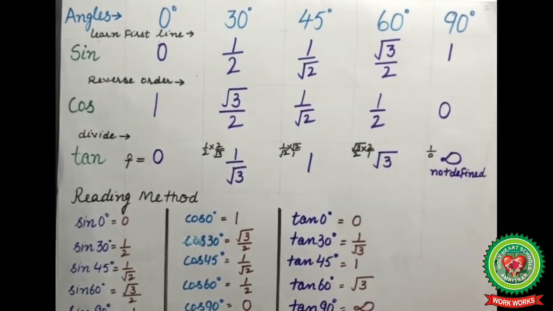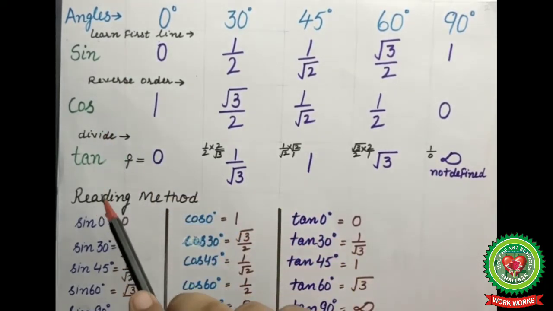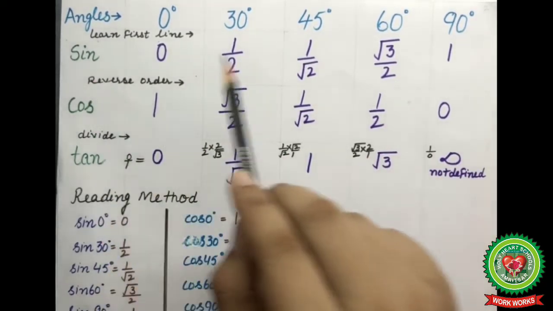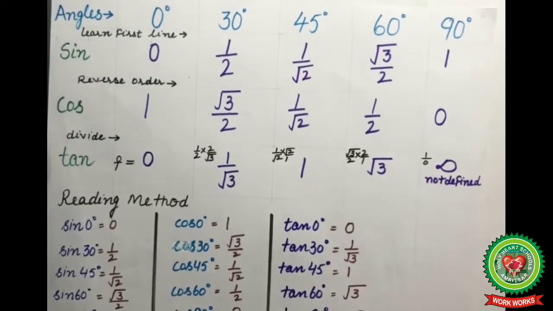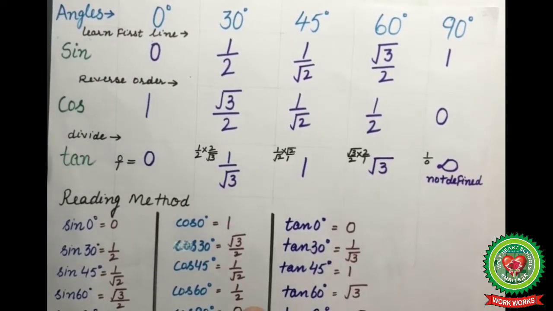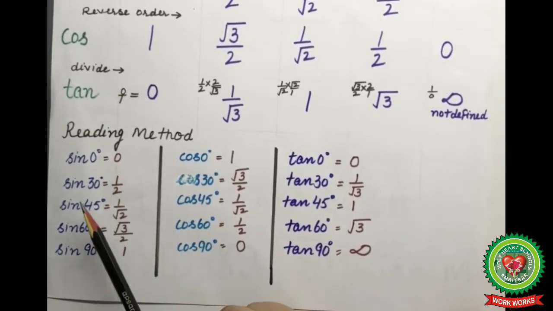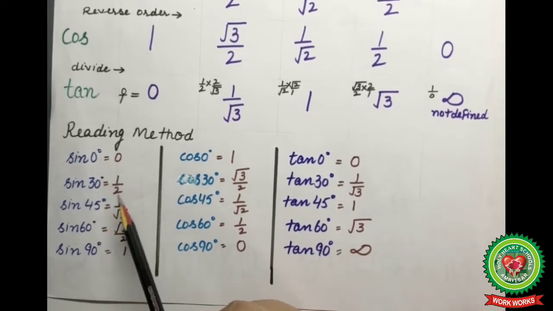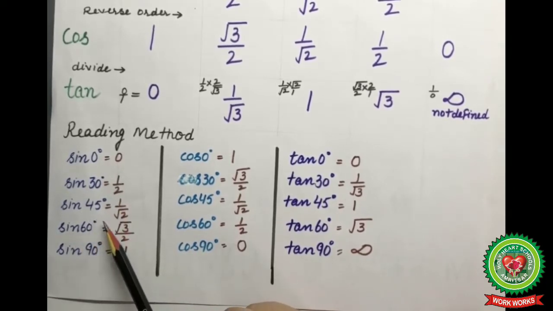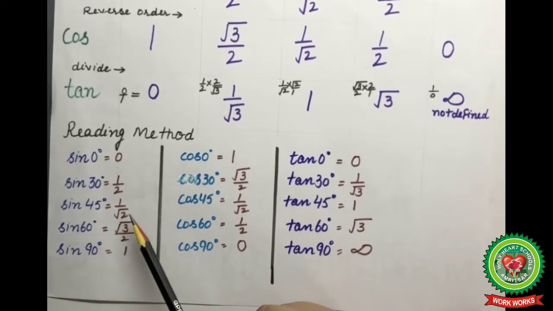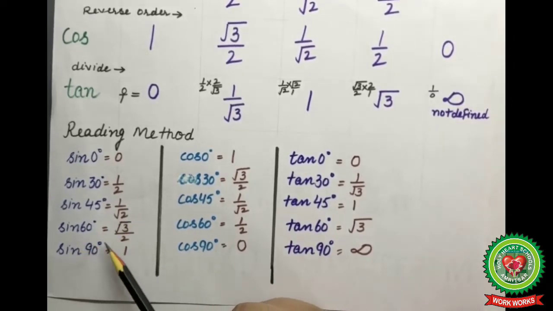So now students, you can easily remember the values of sine, cos and tan under these standard angles by remembering the values of sine theta only. Now let us learn these values again. Sine 0 degree is equal to 0. Sine 30 degree is equal to 1 upon 2. Sine 45 degree is equal to 1 upon under root 2. Sine 60 degree is equal to under root 3 upon 2. Sine 90 degree is equal to 1.